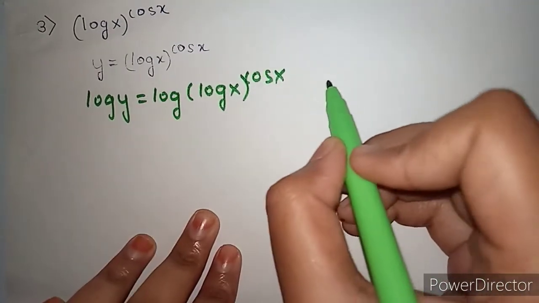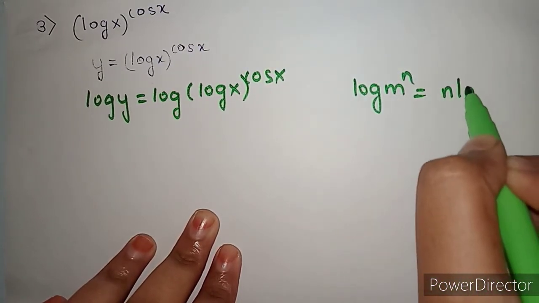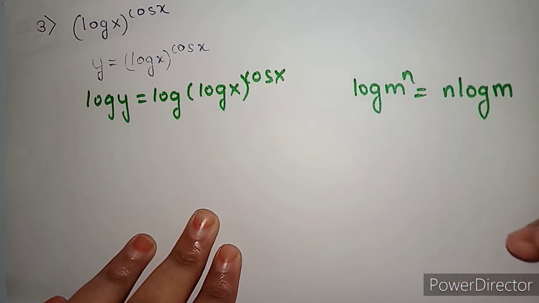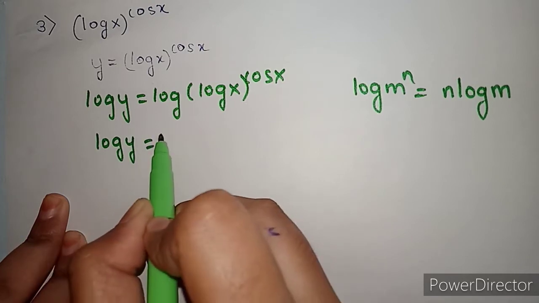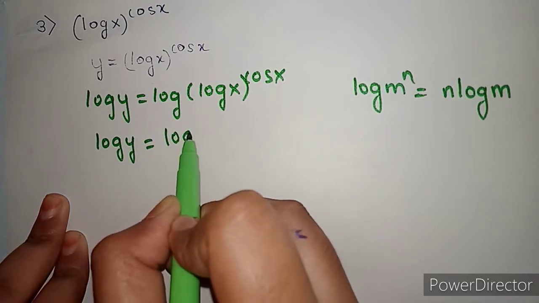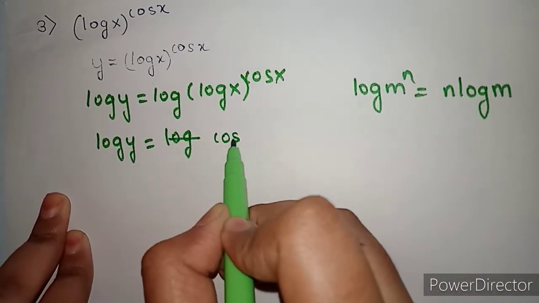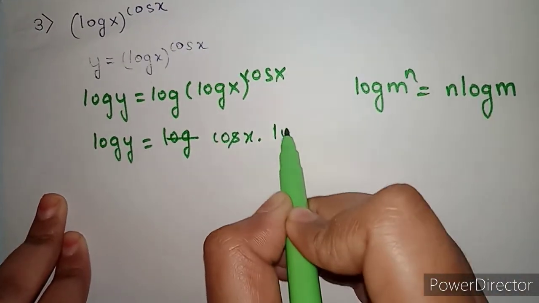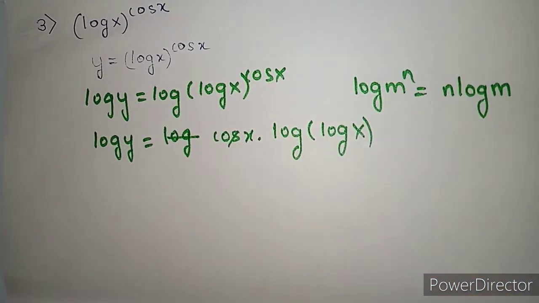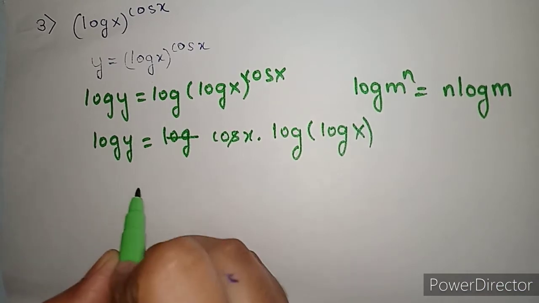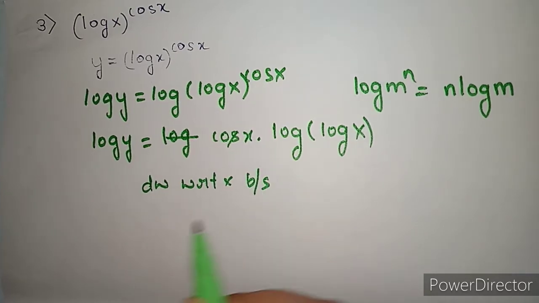As we know, log m power n is n log m, right? So log y is equal to cos x dot log of log x, right? Now differentiate on both sides with respect to x.